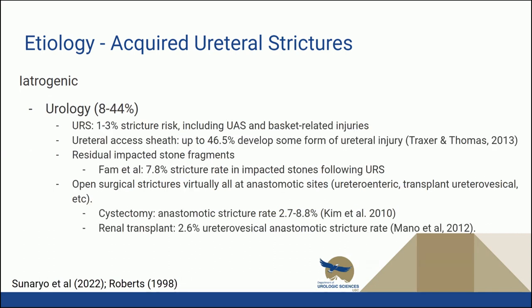And finally, urology. We are also sometimes responsible for iatrogenic injuries to the ureter and causing strictures. Again, depending on the source, anywhere from 8 to 44% of acquired ureteral strictures from an iatrogenic cause are due to urology or urologic intervention. Ureteroscopy itself carries a 1 to 3% stricture risk, often due to ureteral access sheaths and vascular-related injuries. In one of these studies by Traxler and Thomas in 2013, up to 46.5% of ureteral access sheath usages developed some degree of ureteral injury, anywhere from a mucosal injury to even ureteric avulsion at times.